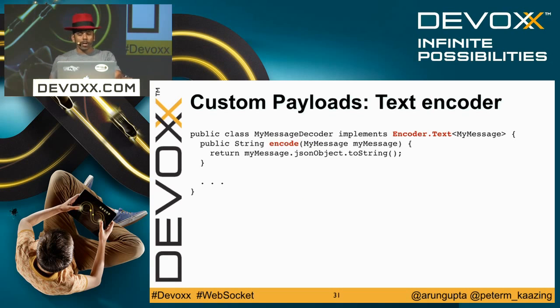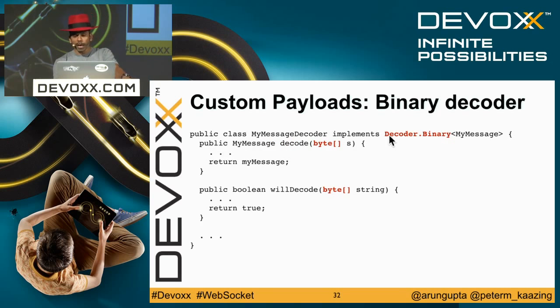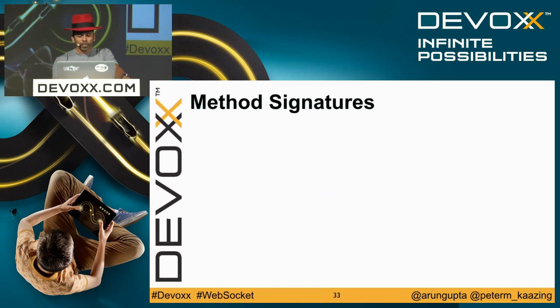Similarly, you have an encoder which takes a MyMessage and encodes it into a string, because remember I said on the wire what goes is string or binary or byte buffer. Similarly, you could have binary here. So let's see how my method signatures really look.